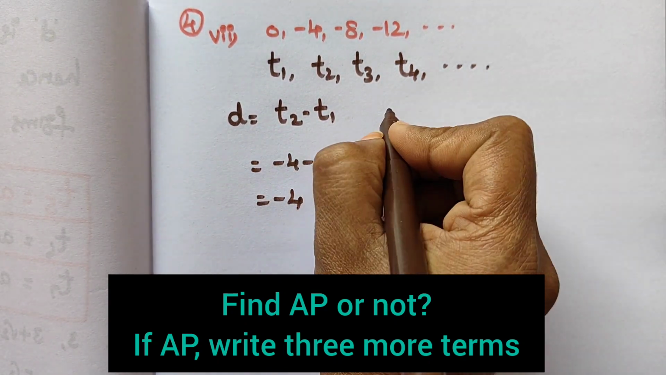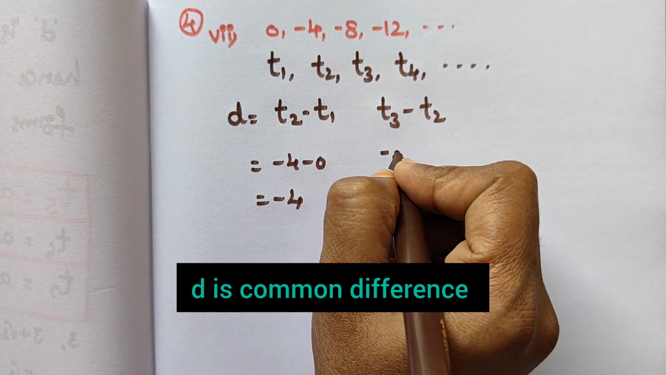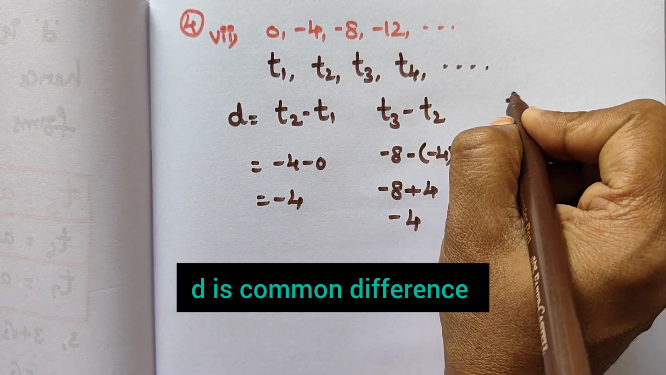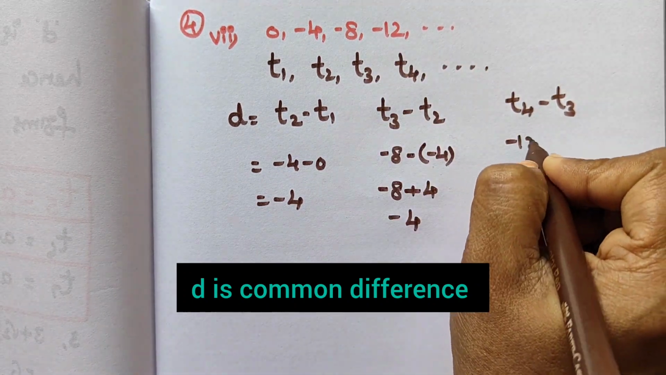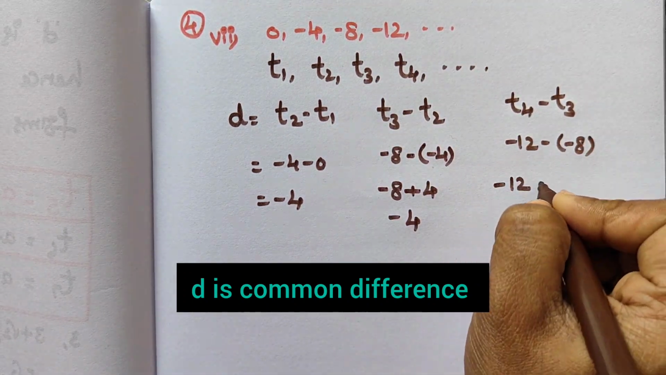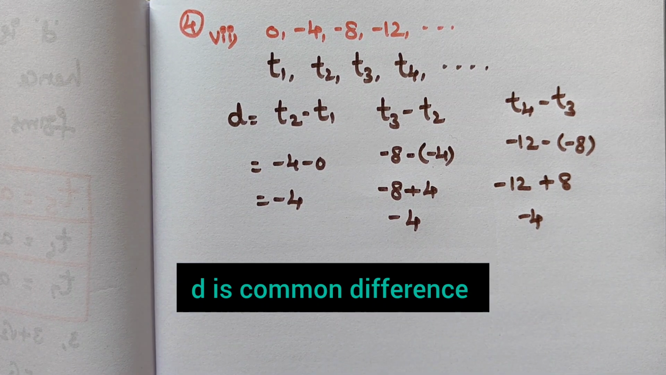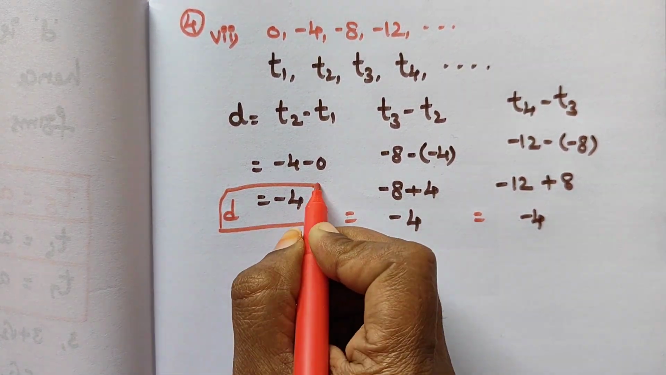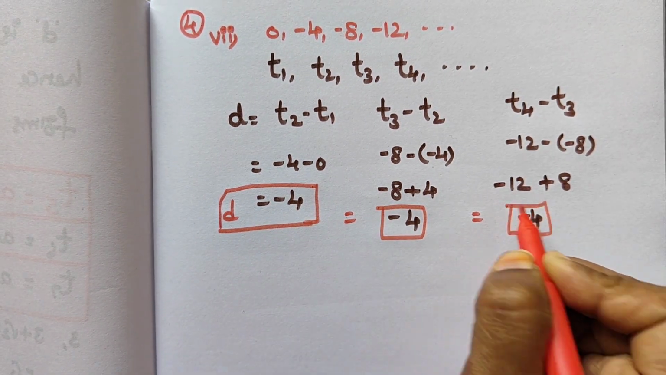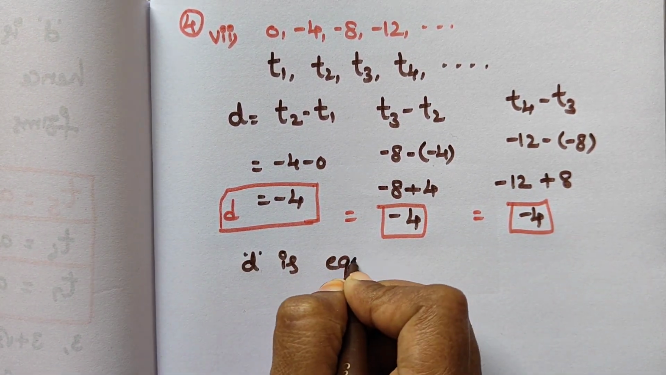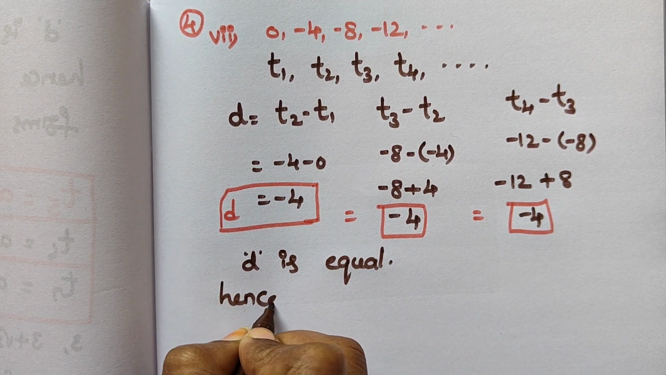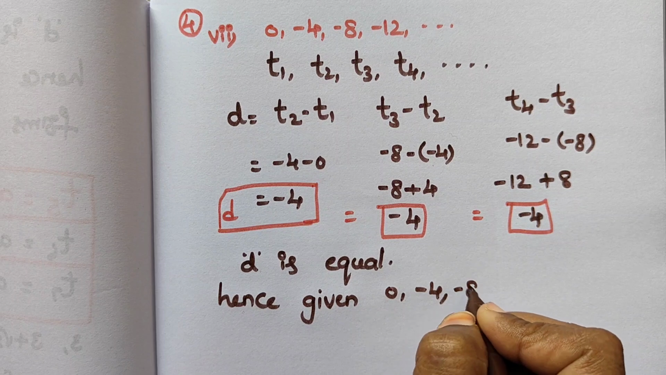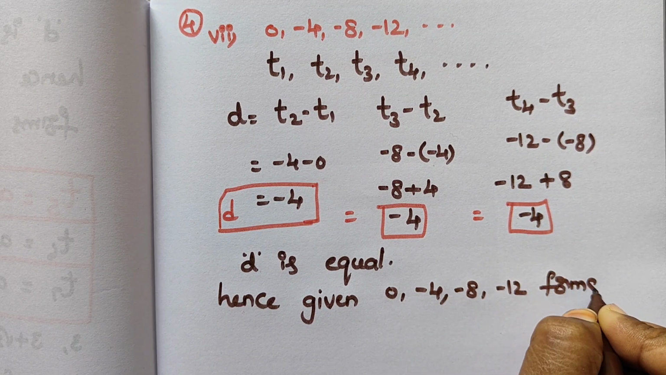In common difference, term 2 minus term 1 is equal to -4 minus 0, that is equal to -4. Now term 3 minus term 2 is equal to -8 minus of -4. The value is -4. Term 4 minus term 3 is equal to -12 minus of -8. The value is -4. Therefore, there is a common difference between two successive terms. D is equal. Hence, the given list of numbers 0, -4, -8, -12 forms an arithmetic progression.